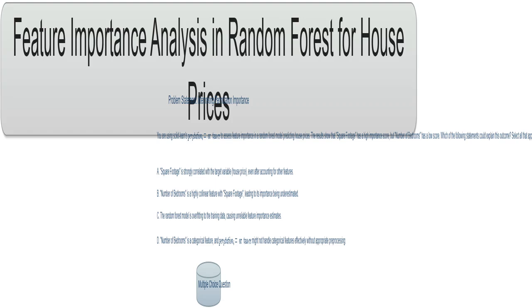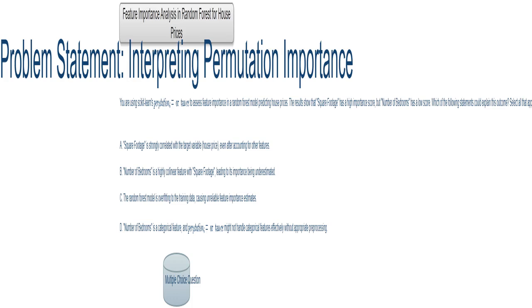I'm analyzing how feature importance is determined in a random forest model using the permutation importance method from the Sklearn library. This method is all about figuring out which features are most influential in predicting the outcome. We're looking at a specific scenario, predicting house prices. The permutation importance method gives us results. Square footage is highly important and number of bedrooms isn't. I need to figure out why there's this difference.